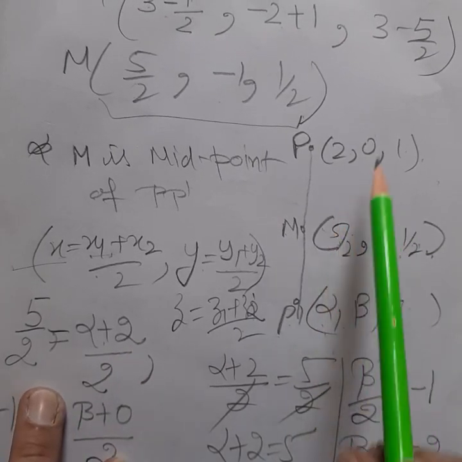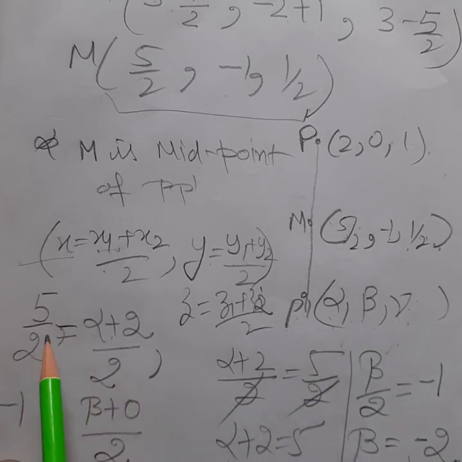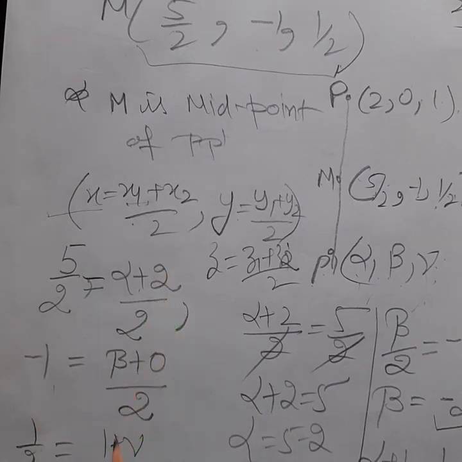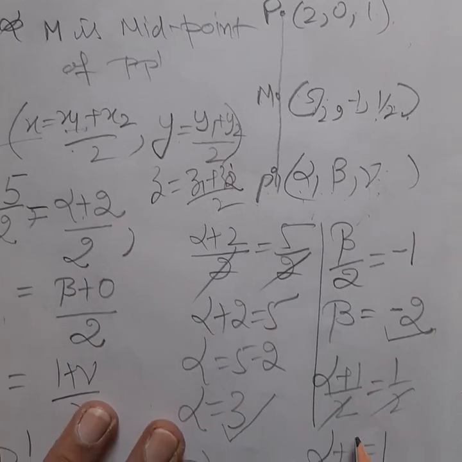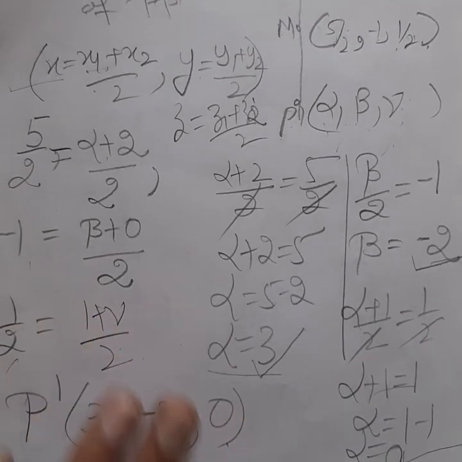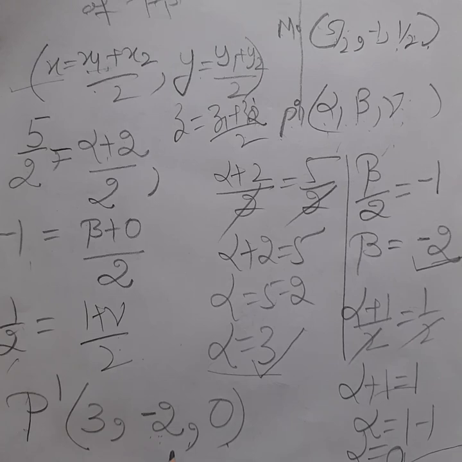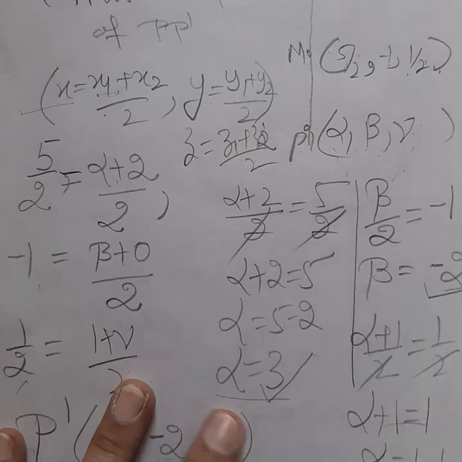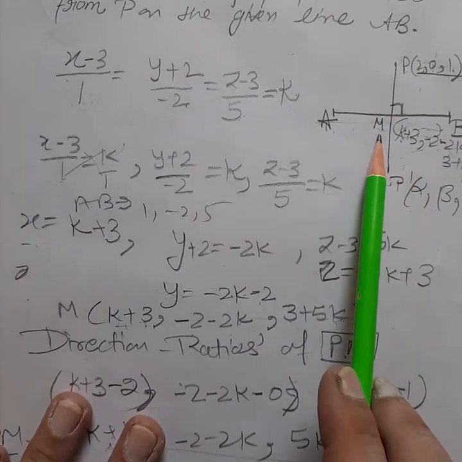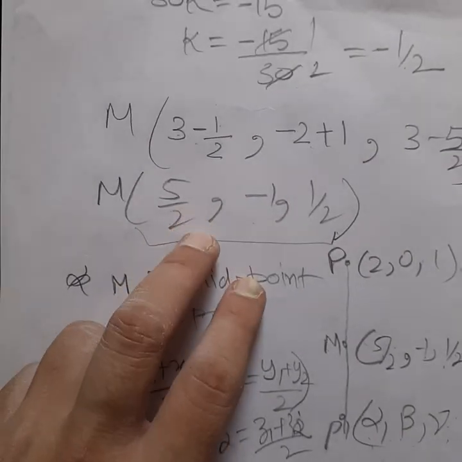Because M is the midpoint of P and P dash, then you have to write the points of M in the left hand side, and in the right hand side you have to solve it algebraically, and after that you get the point alpha, beta and gamma. So students, this is the point of image. And in this way, our required image is found. If you have to find only the foot of perpendicular, then you can run your question up to that point.